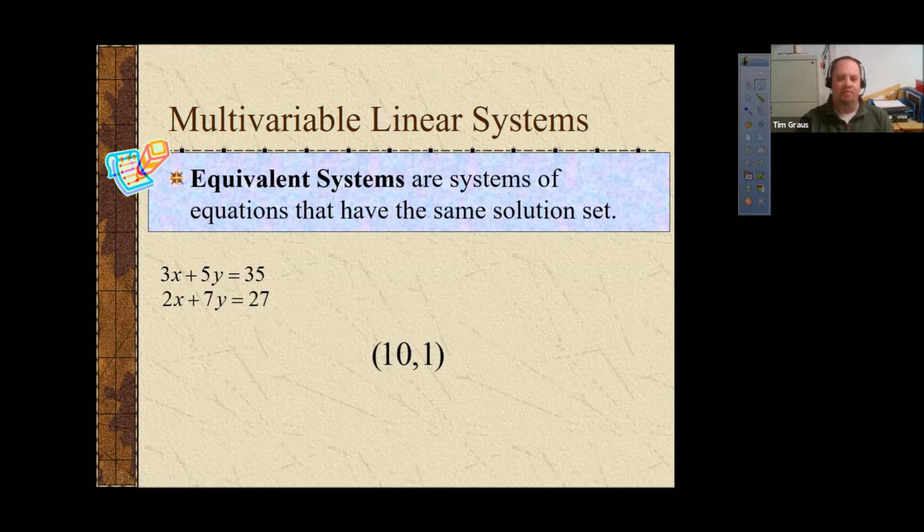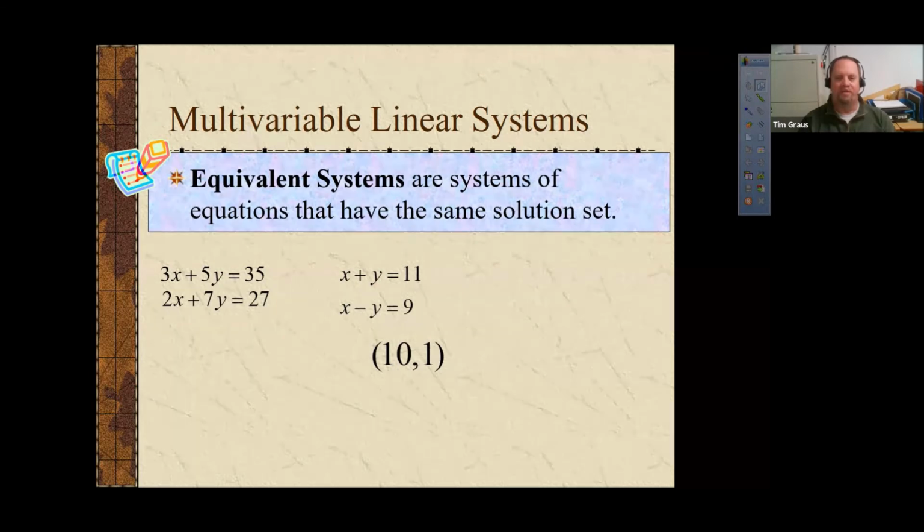Let's look at another system of equations. x plus y equals 11, x minus y equals 9. This system of equations could also be solved with the pair 10, 1. It's a little easier to see. Here, 10 plus 1 is 11, 10 minus 1 is 9. So clearly this system of equations has solution 10, 1, and this system has solution 10, 1. That means that these two are equivalent systems.